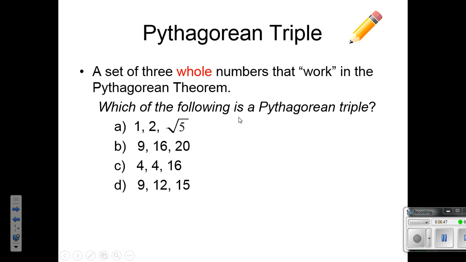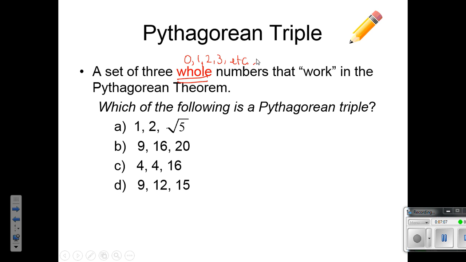Okay, so what is a Pythagorean triple? Okay, again, you need to write this down. It is a set of 3 whole numbers that work in the Pythagorean theorem. So remember, what are whole numbers? Whole numbers are 0, 1, 2, 3, etc.